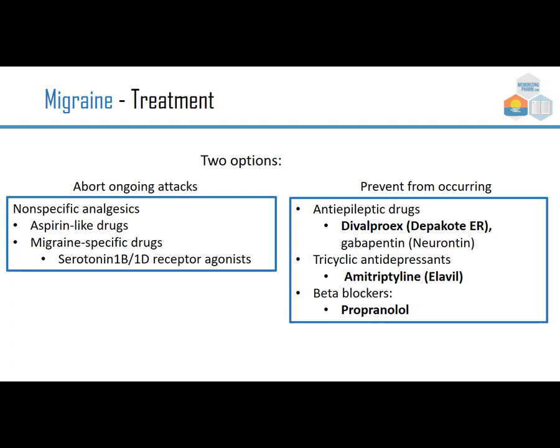And we use anti-epileptic drugs like divalproex, which is Depakote-ER, or gabapentin, which is Neurontin, tricyclic antidepressants like amitriptyline, brand Elavil, and beta blockers like propranolol. Now you say, how did they figure out that these work for migraines? Well, divalproex and gabapentin are both seizure drugs, and if a patient was having seizures and they were treated this way and they also had migraines, they may have reported that, hey, my headaches and migraines have gone away since I've been on this medicine.